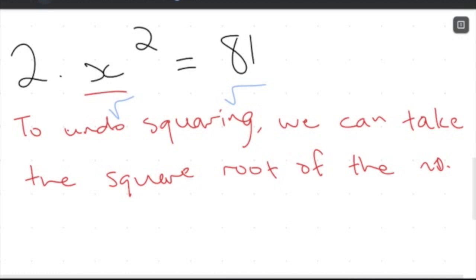Now, when I take the square root of x squared, I get x. And 81 is a perfect square. So that means that when I take the square root, I'll get a nice whole number integer as an answer. So taking the square root of 81, that gives me 9. But also, it gives me minus 9 as well. I have two solutions here. Because 9 times 9 gives me 81, but also minus 9 times minus 9 gives me 81 as well.